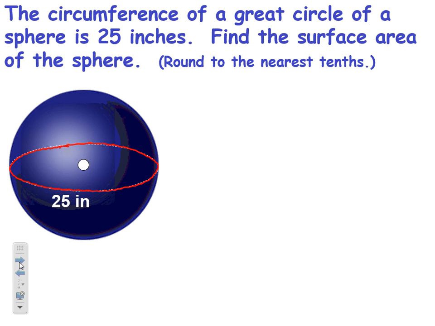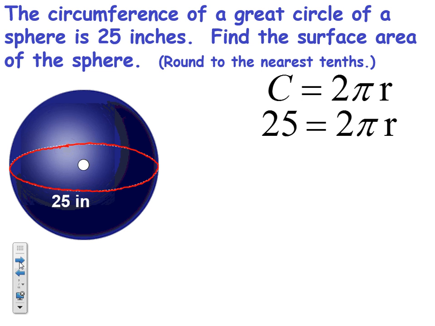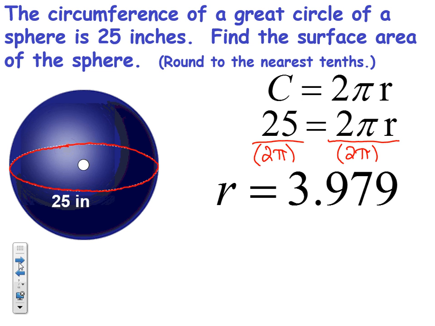So in order to find surface area like we just did in our last one, we need to know what the radius is. So to do that, we're going to have circumference equals 2 pi r. And we know that our circumference is 25. So to solve this, we're going to divide both sides by 2 pi. Now, this is really important. In your calculator, when you divide by 2 pi, you have to put it in parentheses. If you don't, you're going to get a different number, okay, ladies and gentlemen? So when we do that, I get the radius to be 3.979.